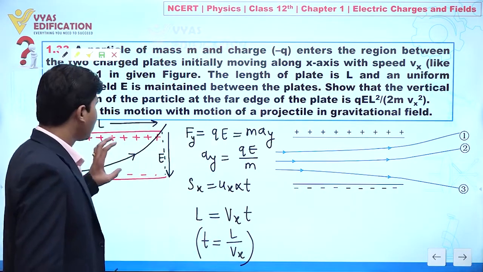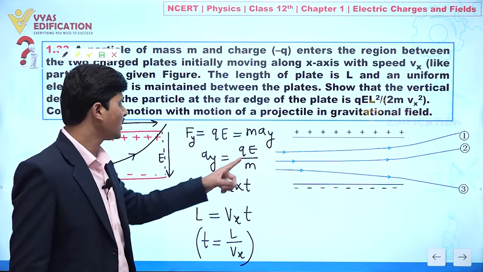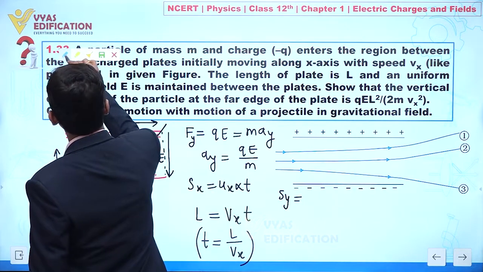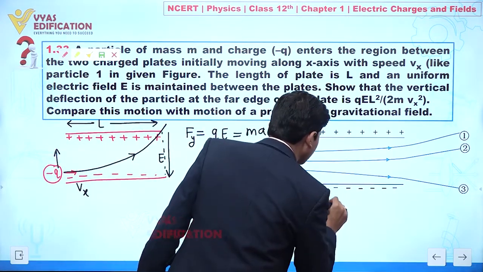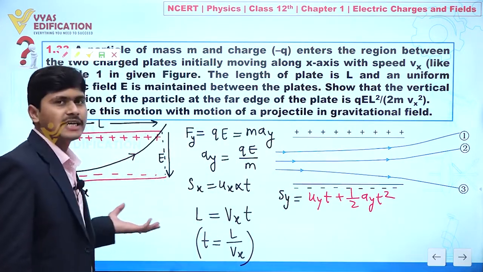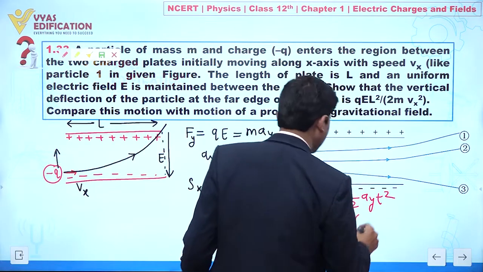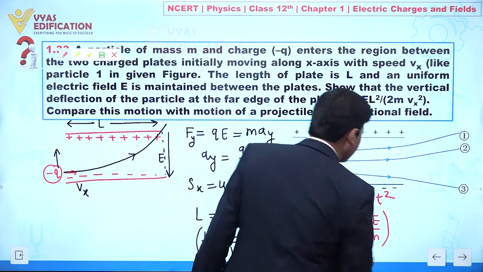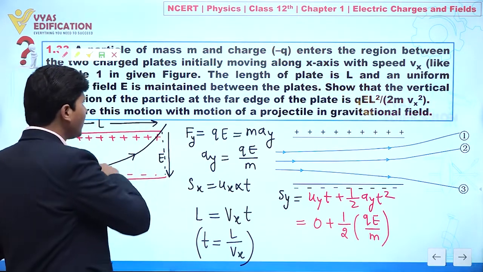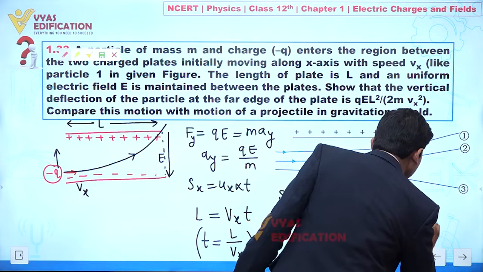Clear? So now we can apply the equation of motion, because in the vertical direction we have a constant acceleration; q, E and m are all fixed. Clear? So we can write Sy is given by Uy t plus 1 by 2 ay t square. Clear? The initial velocity in the vertical direction is 0, so this is 0 plus 1 by 2, acceleration in y direction qE by m, and the total time taken. In the horizontal direction from this point to this point the total time taken is the same as in the vertical direction. So time is L upon Vx whole square.